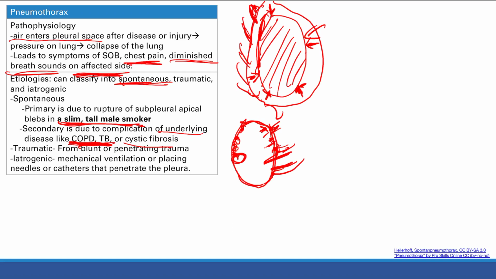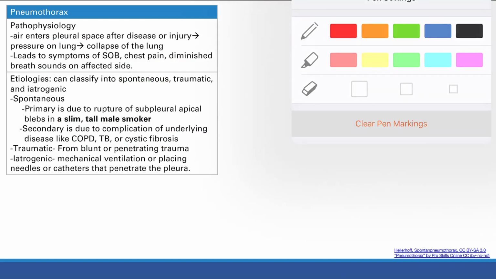What's going to happen? You get air in the pleura, you get collapse of the lung, and so you're going to have diminished breath sounds. You're going to have chest pain. You're going to have shortness of breath. Now let me erase all this.